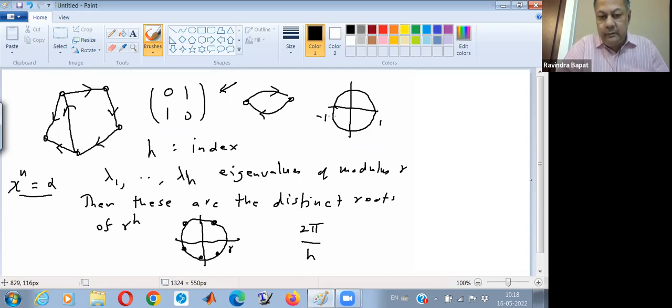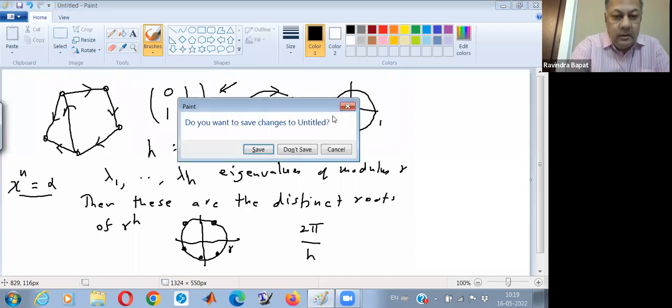That needs a further proof, and we will not require it much, but that's another fact, that the whole set of eigenvalues goes over itself by rotation through 2 pi upon h. Okay, now I will state two more equivalent definitions of h. So one definition of h is that it is the number of eigenvalues of the same modulus.